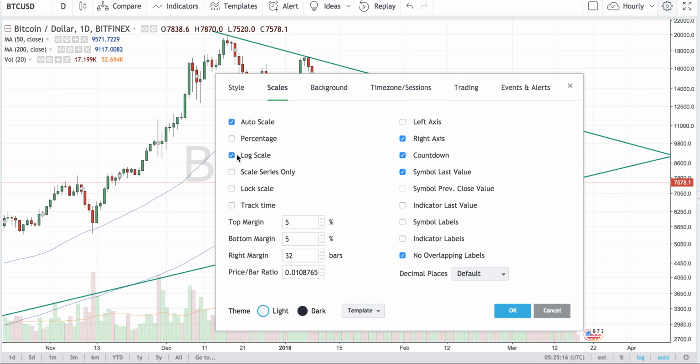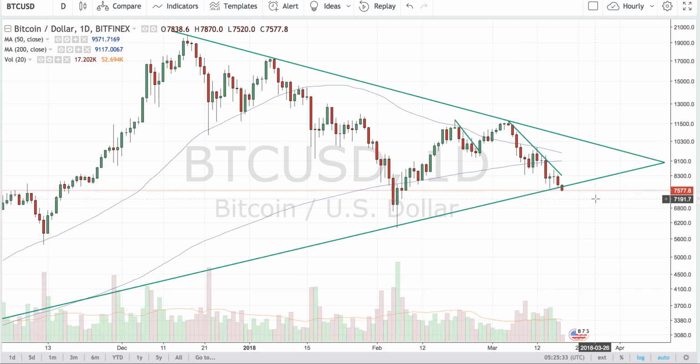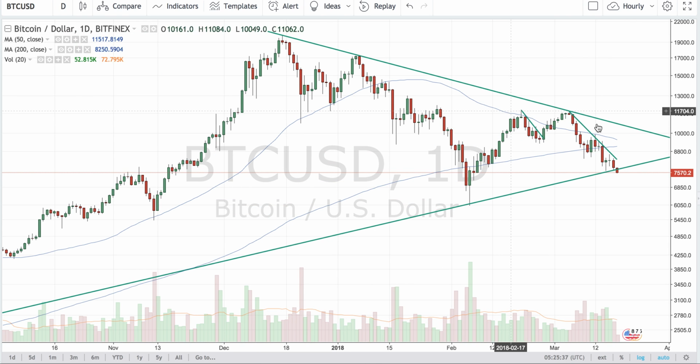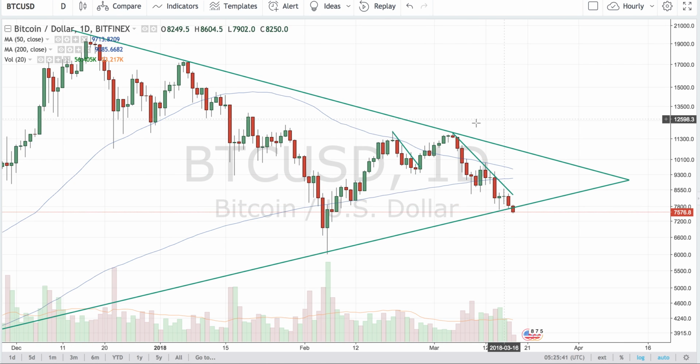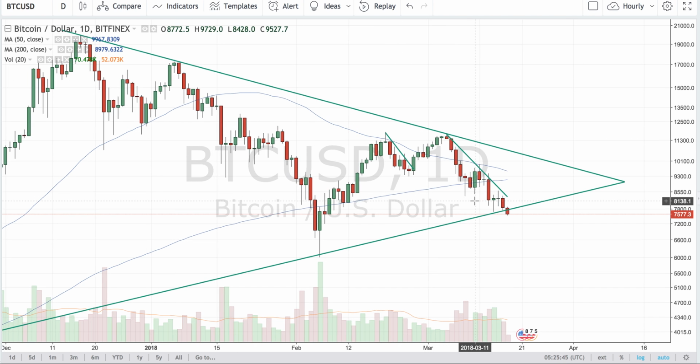If you look at my settings, I'm using a log scale. Bitcoin traditionally has worked better for me when I use a log scale rather than the linear scale. It's not a strict rule. Some chartists use log scale, some use a linear scale, so overall you can use any of them. But here, as you see on the top trend line, it worked very well for me.